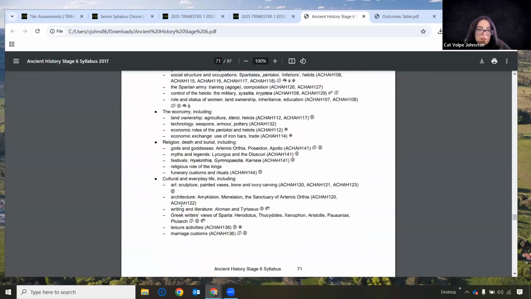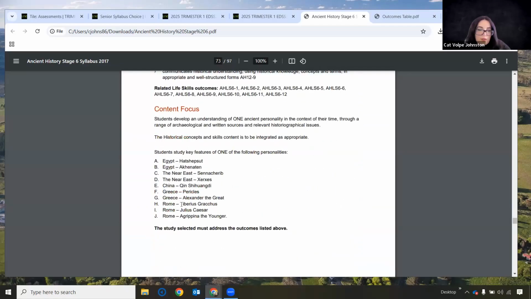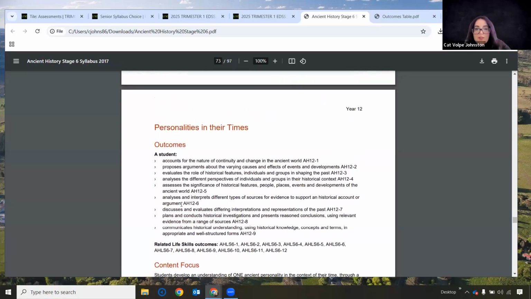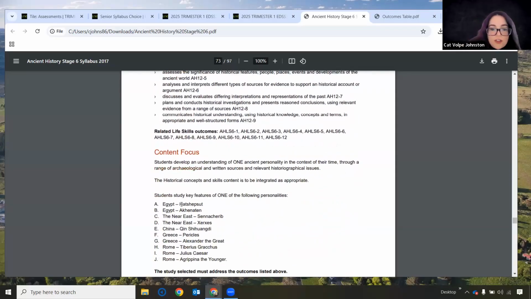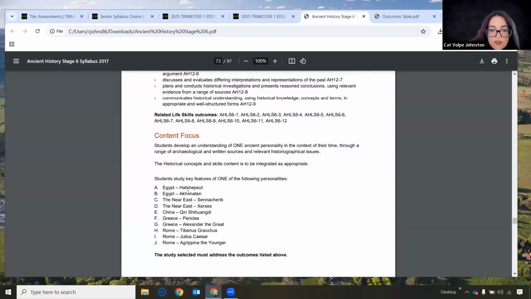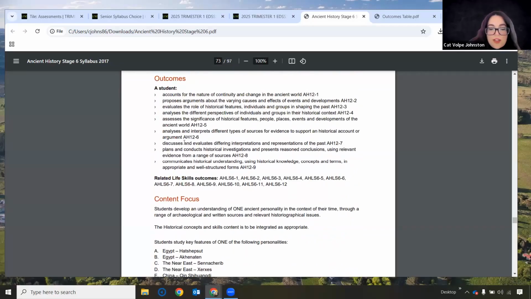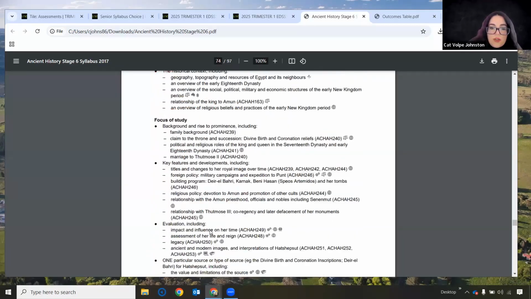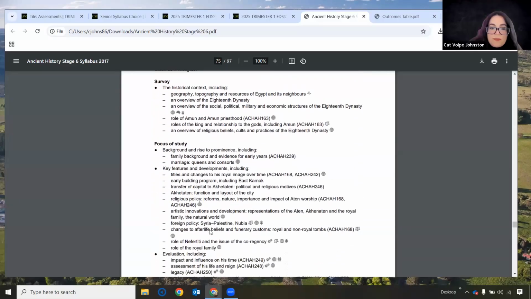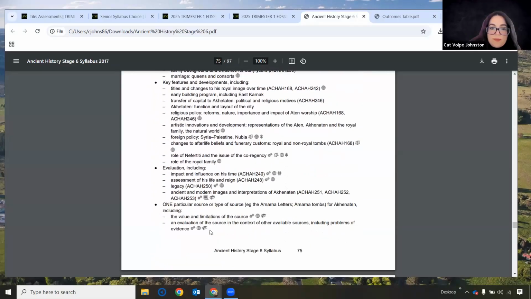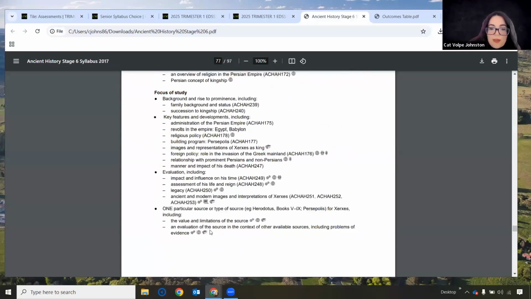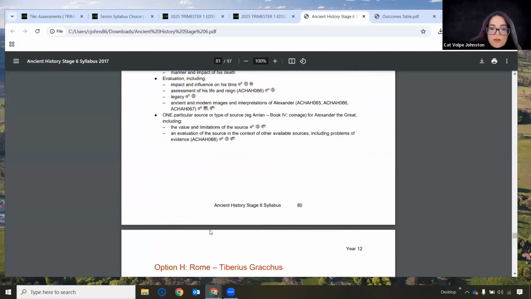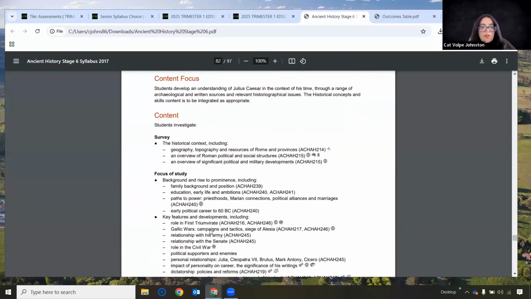Now, if we go past all these options, then we've got personalities and their times. I love this unit. And students will be looking at one of these. Again, these are the outcomes for any of these personalities that you choose. And it goes like that for the 4 different units of work.